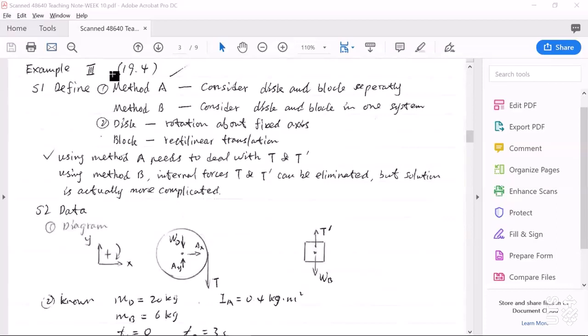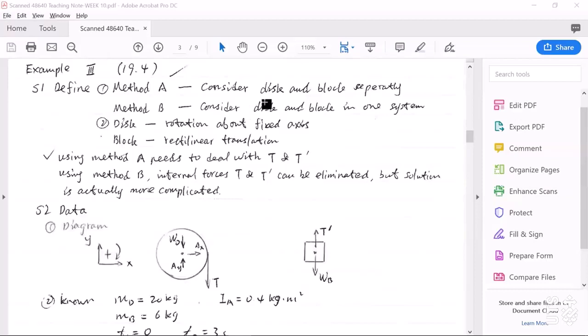Okay, now the solution. We have defined this problem. We know the disk undergoes rotation about a fixed axis. The block undergoes rectilinear translation. So here we have two rigid bodies, and we have two methods. We can consider this disk and the block separately. Another method is we can consider this disk and the block altogether in a system.